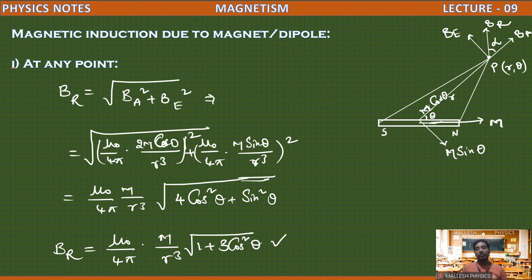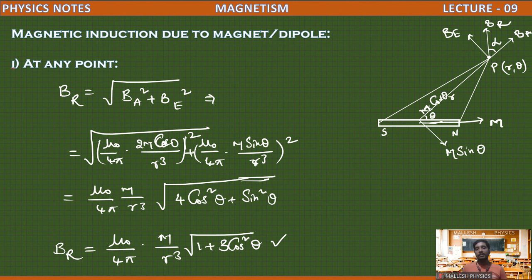In this formula, if you substitute theta equal to 0, you will get mu naught by 4 pi, 2M by r cube: cos 0 is 1, so 1 plus 3 is 4, root 4 is 2, so 2M by r cube, which gives the axial point. If you substitute 90 degrees, the equatorial point, cos 90 is 0, only root 1 remains, so you will get M by r cube.